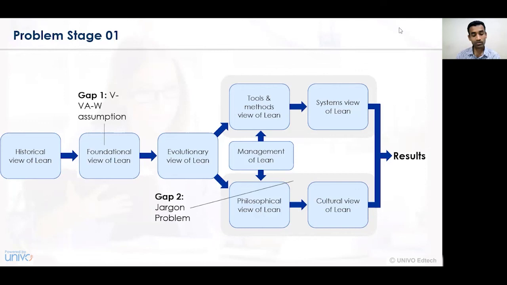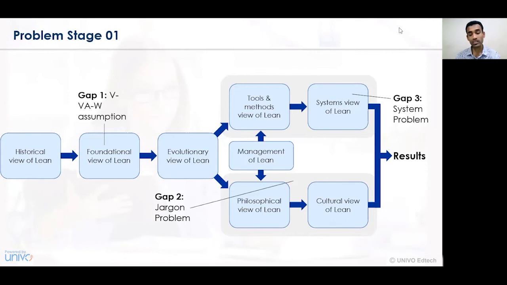The second gap that was being identified was the concept of a jargon problem. The second problem was in the middle portion: the concept of management of lean, when it has been shifted from the overall perspective, that is a rectangular square perspective, to a specific perspective, that is tools and methods and the philosophical view. The third gap that was being identified in this particular case study is the systems problem.